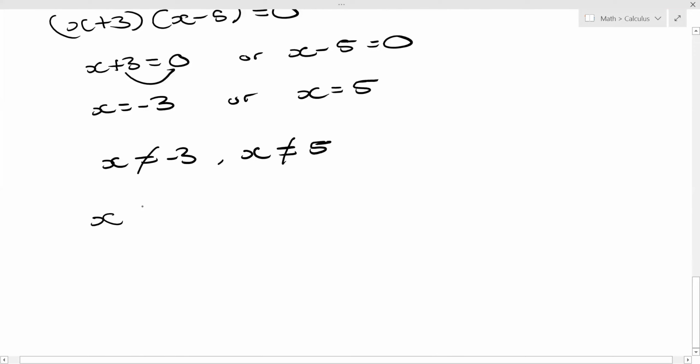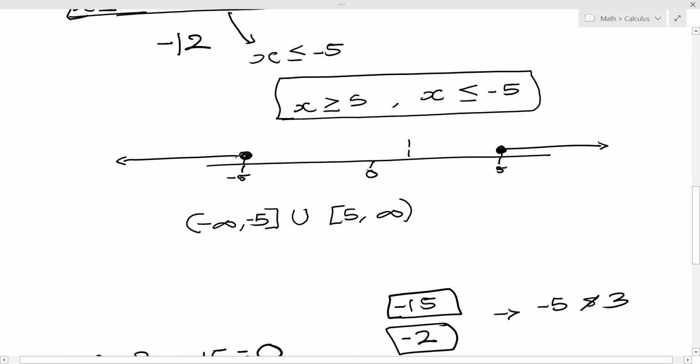X is less than or equal to -5. X is greater than or equal to 5. You can see here, x is not equal to -3. Now, -3 falls between these two areas. So -3 falls around here, right? So it means that we can simply ignore it, because it's already not part of the domain.